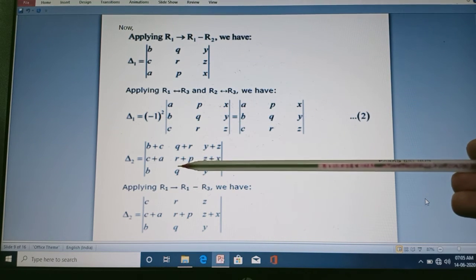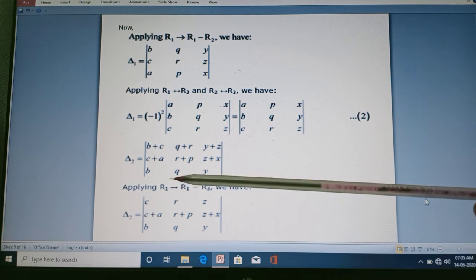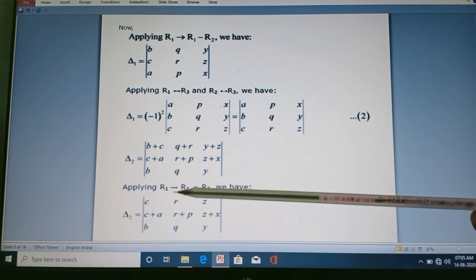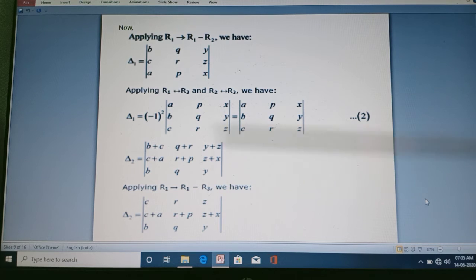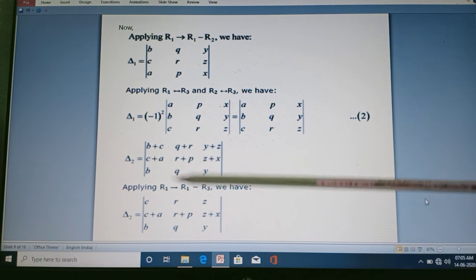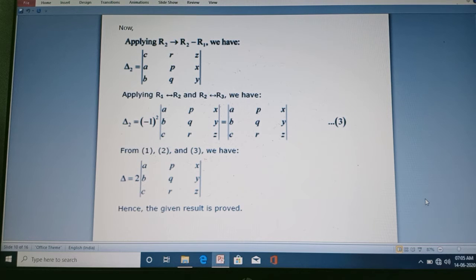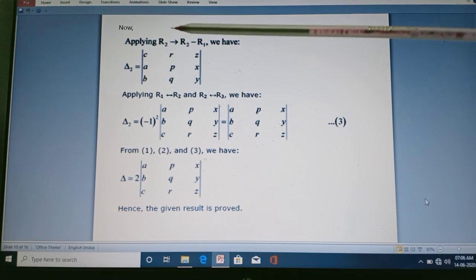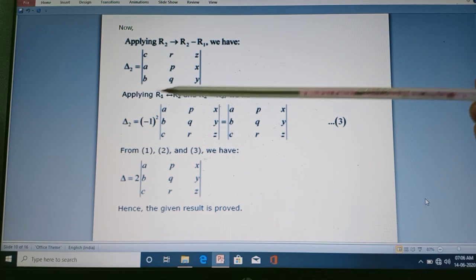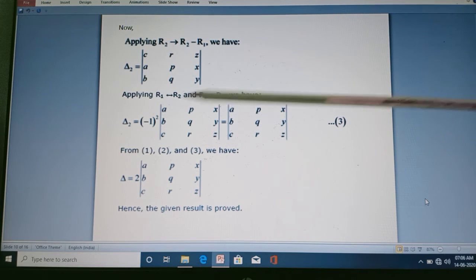Now using the delta 2, using the first operation R1 is going to change R1 minus R3. So R1 tends to R1 minus R3. So here R1 minus R3, so it is b cancel c, q cancel r, y cancel z. Now again we are going to change R2 as R2 minus R1, and we got this determinant. Again we are interchanging R1 with R2 and R2 with R3. So two times we are going to change, so it becomes plus.